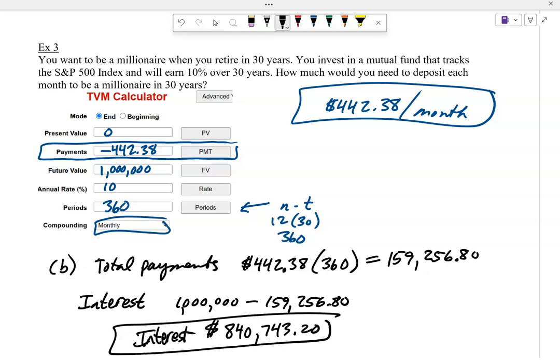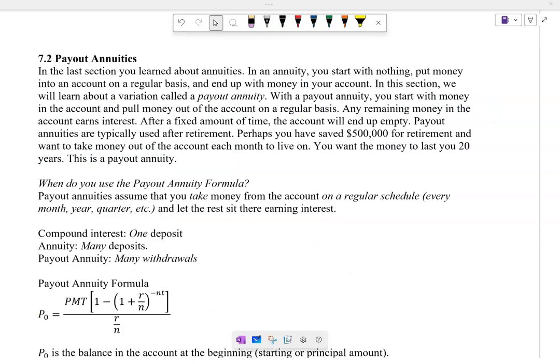So if you invested that in a Roth IRA, that's free, no taxes on that coming out. That's a big deal. So do that and send me your money. Just kidding. All right, let's take a look now at the next section, payout annuities.